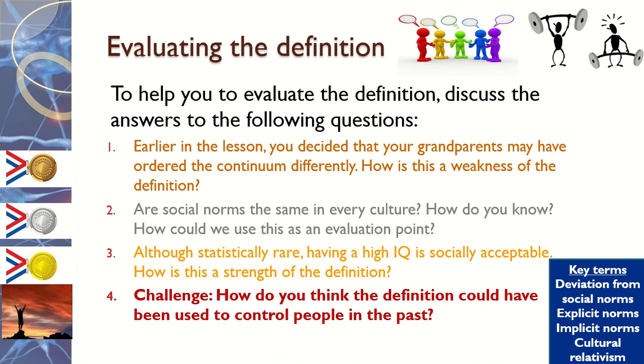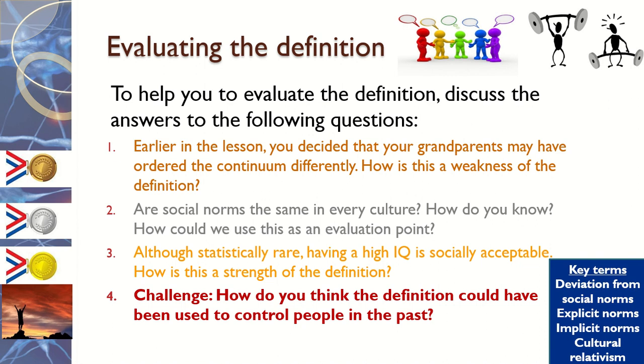So you might have said that your parents or your grandparents or your great-grandparents might have ordered the continuum differently. And this is a problem because different people will view social norms differently. And that means that we can't be sure that how we decide whether someone is mentally well or not isn't just based on our personal opinion. And that's not a good thing because it's subjective.